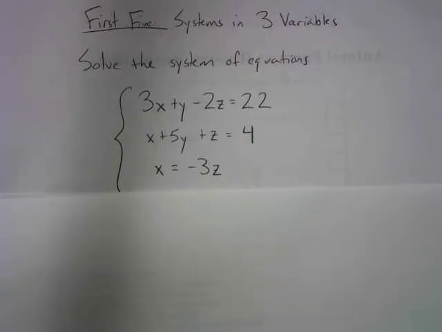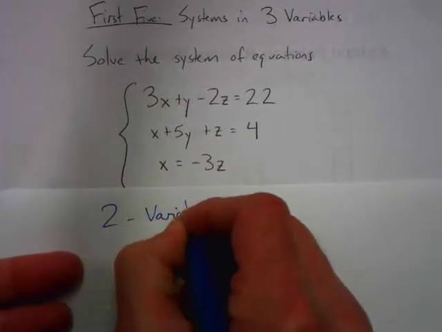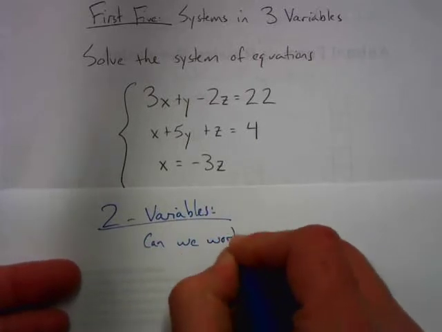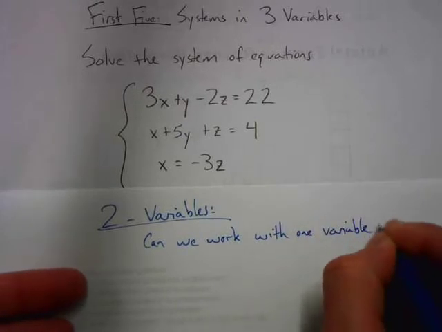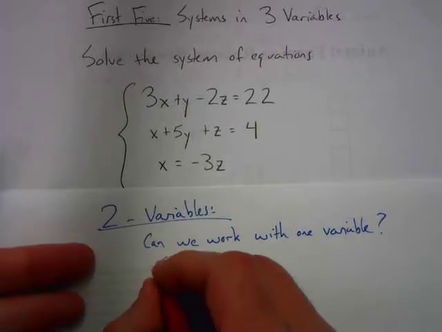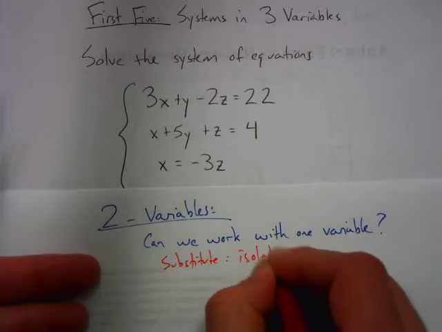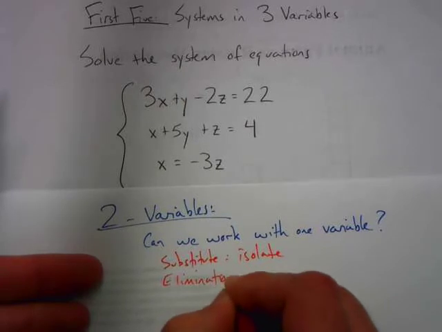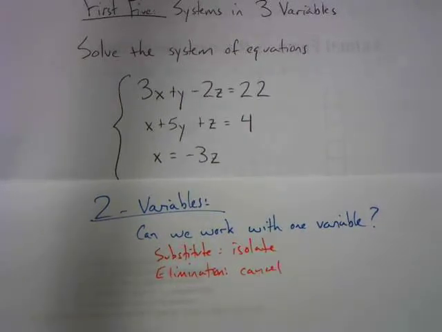Now, if you remember from a system of equations in 2 variables, the whole goal was the question, can we work with 1 variable? And the way we would do that is either through substitution, where we were looking to isolate a variable, or we could work with elimination, where we were going to cancel a variable. So, can we work with 1 variable? Substitution, isolate a variable. Elimination, cancel a variable.